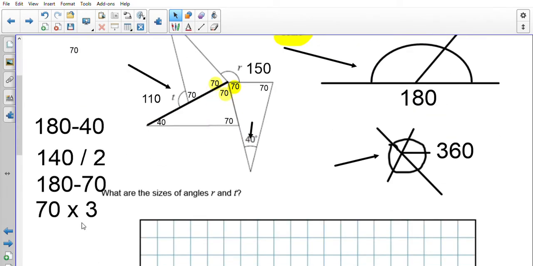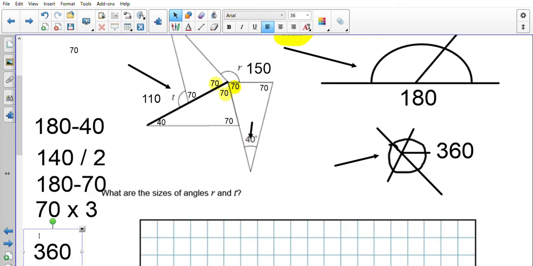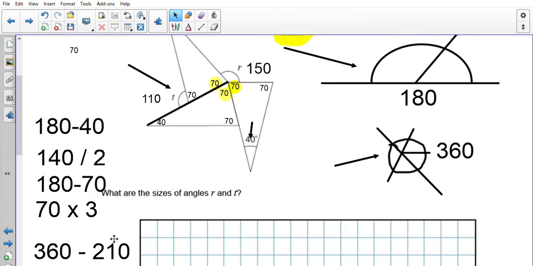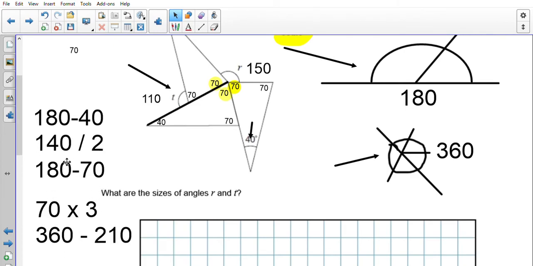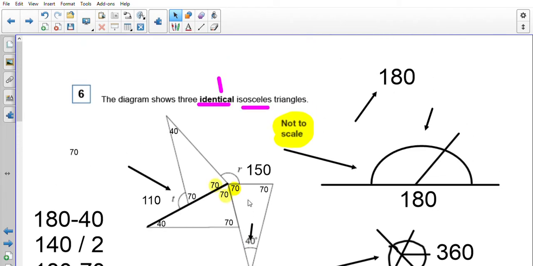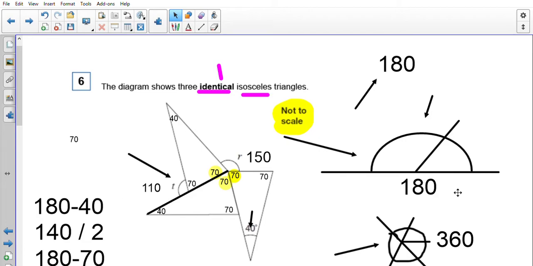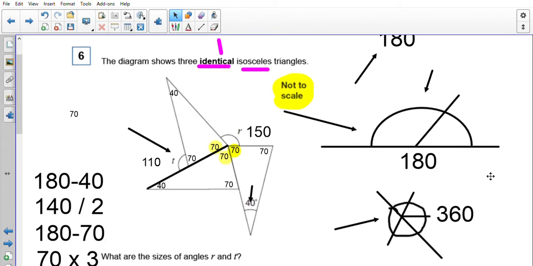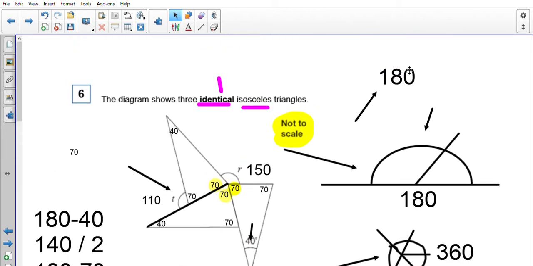And then you've had to do 360 take away 210. That's all you've had to do. In terms of breaking the calculations apart there, that's all you've had to do. And if you look at that, pretty straightforward stuff. The difficulty here is the reasoning and the understanding and the use of the knowledge about angles on a straight line, angles round a point, and degrees inside a triangle.